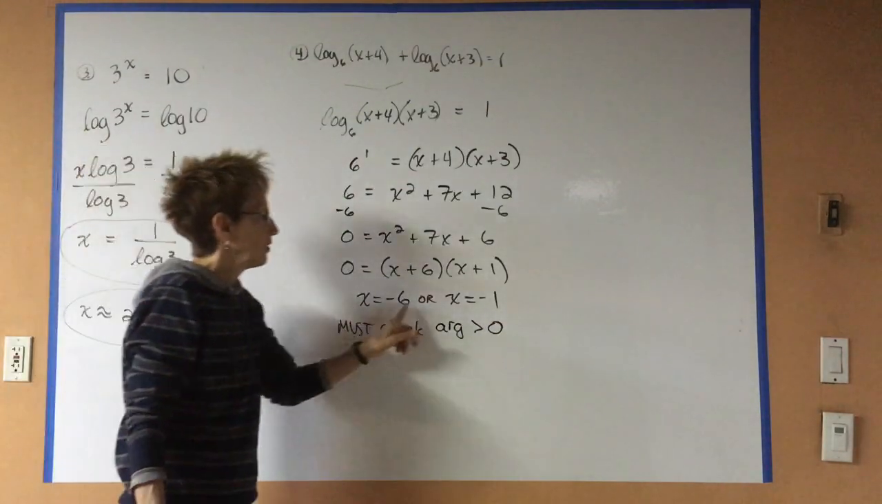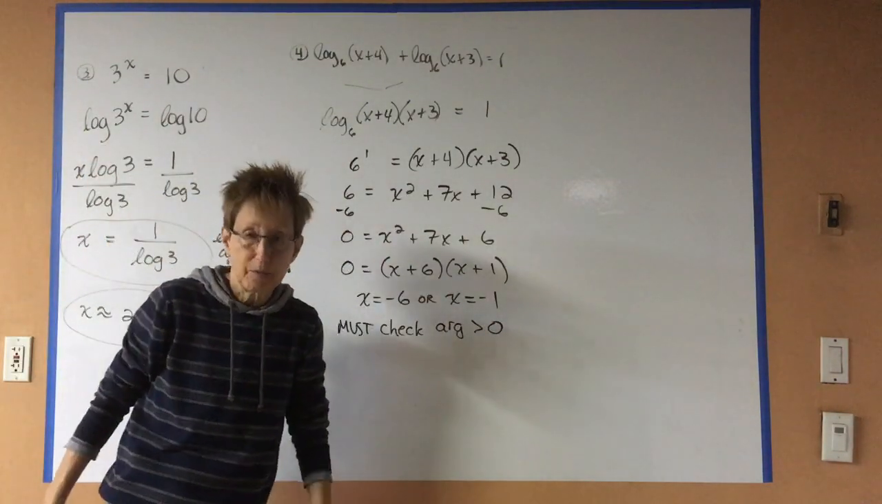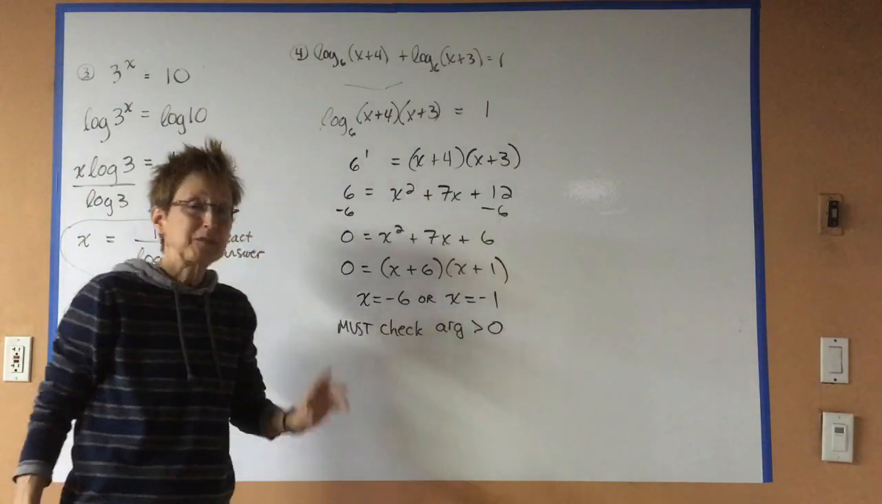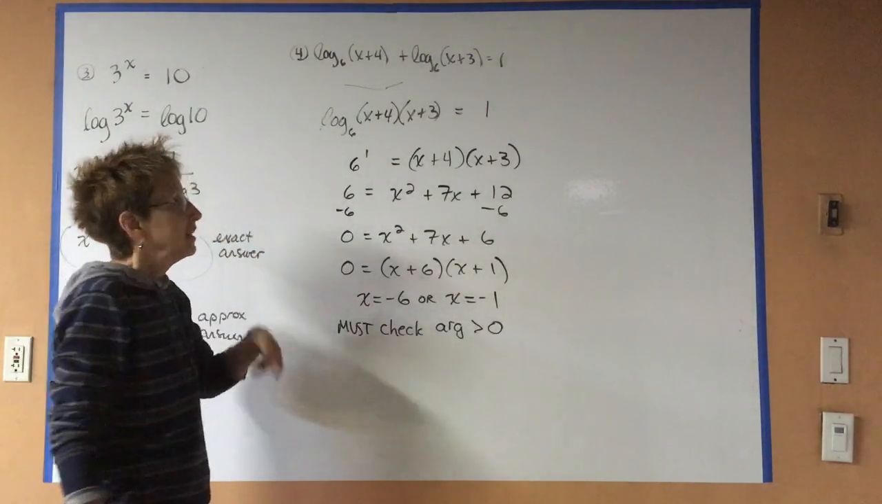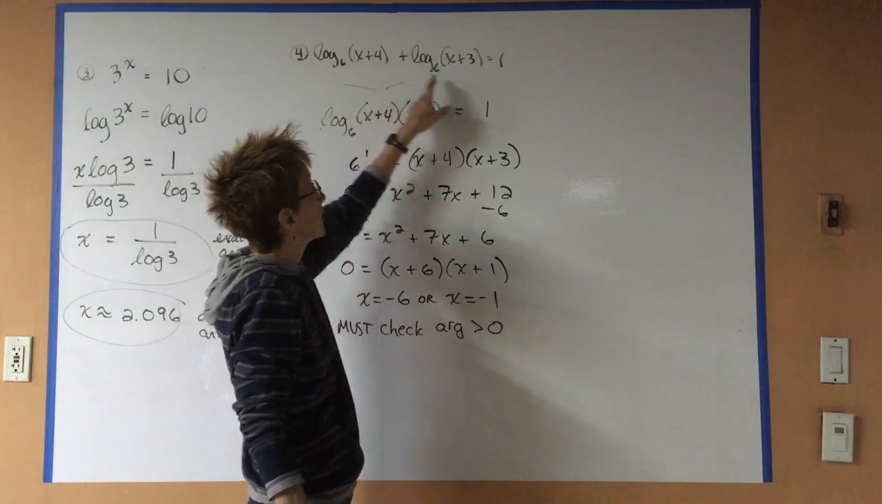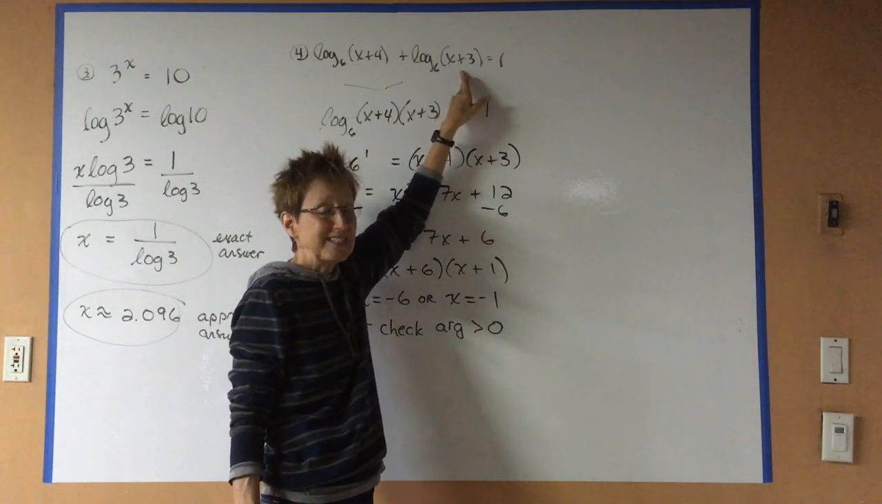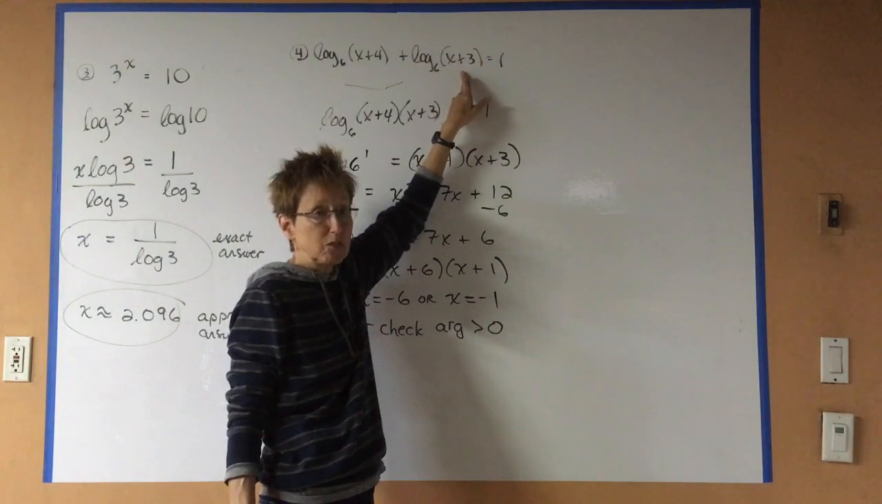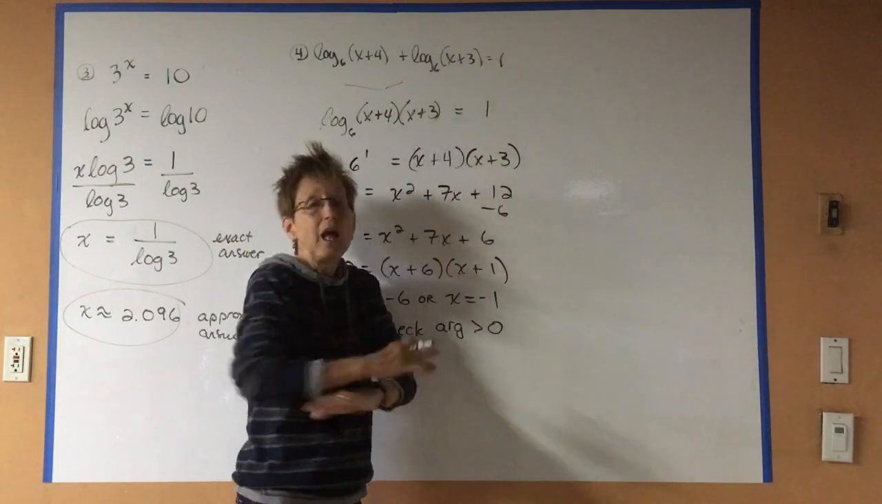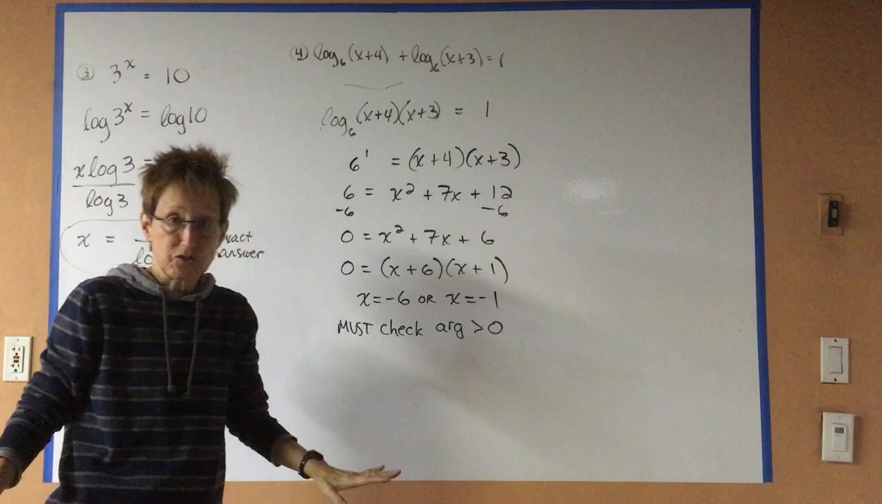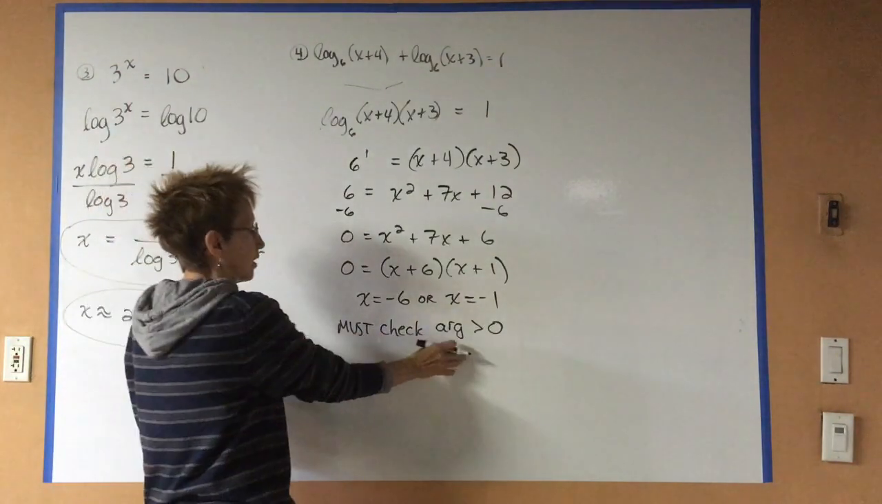So I know some of you look at me, oh, they're both gone, they're both negative. Not necessarily. It depends on what the arguments say. The fact is, though, I have two different arguments here, so I'm going to have to check both of them. If one of them fails, then it doesn't matter about the other one. So if there's an issue with either one of these, that answer's gone. So I need to check argument greater than 0.